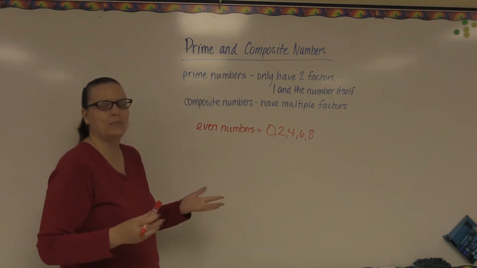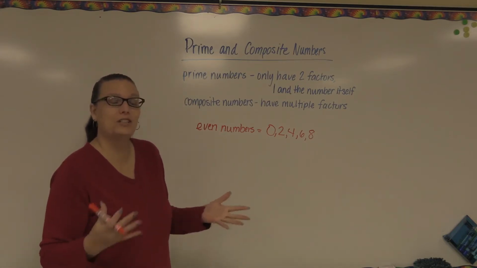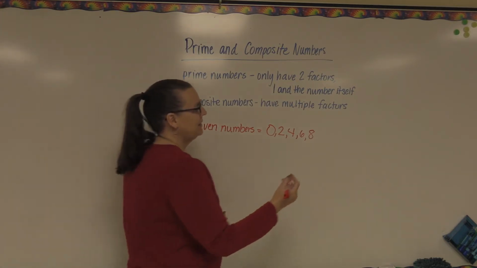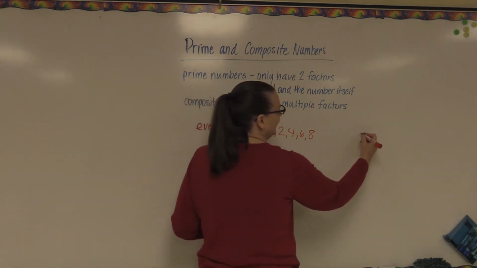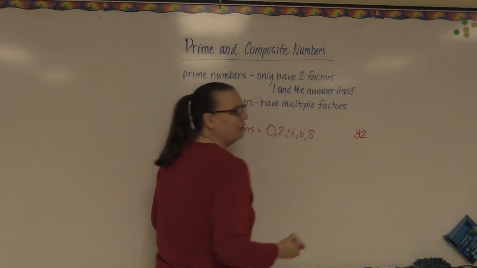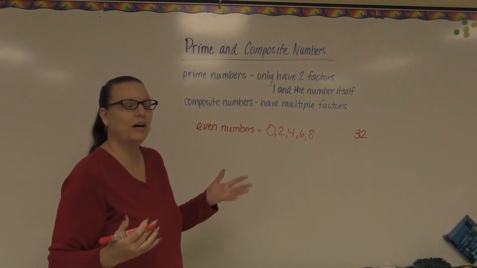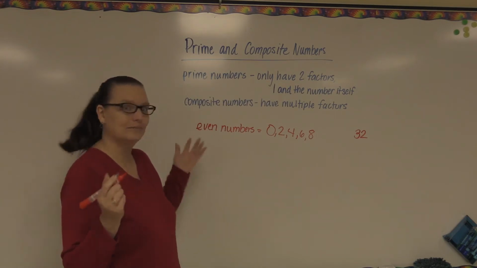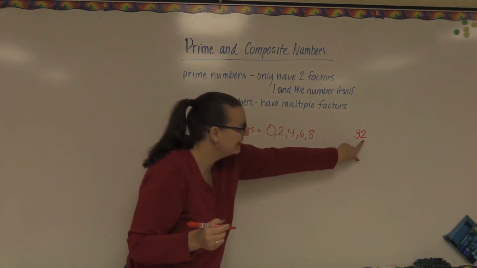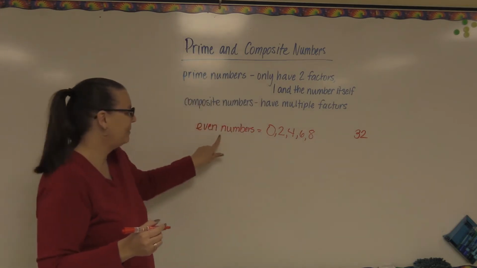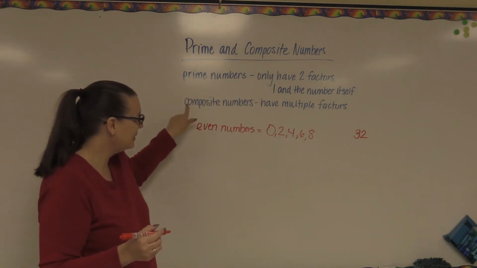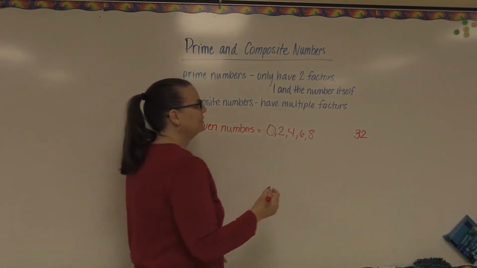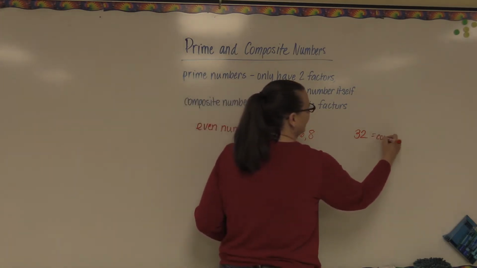Now let's take an example and go through one of the problems to determine whether something is prime or whether it's composite. So let's take the number 32, for example. If I want to list the factors of 32, I can certainly do that. I know right away that it's a composite number. Why? Because this last digit is even. That means even numbers mean that you're going to end up with a composite number because it can be divided by 2. So I know that 32 is composite.